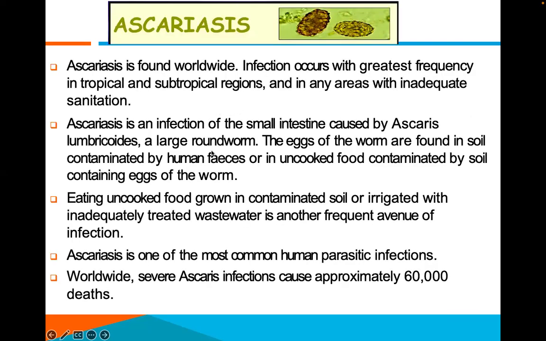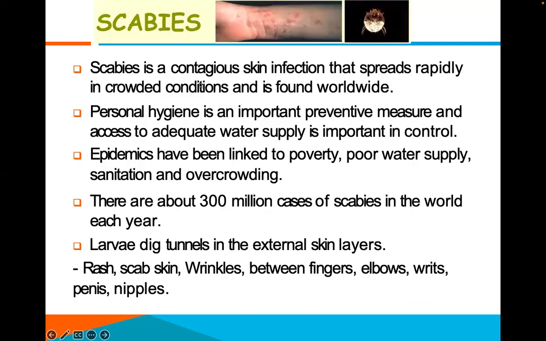Now, there are some diseases caused by poor sanitation that I think you must be aware of, so that even if you are thinking of some project in the near future, it can inform your thinking. We have what we call ascariasis. I don't think I should go through these diseases because these are normal diseases that every biological scientist must be aware of. So we can save time. There is also scabies, which is a contagious skin infection that spreads rapidly in crowded conditions and is found almost worldwide.